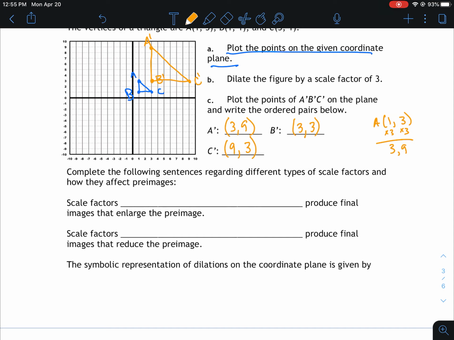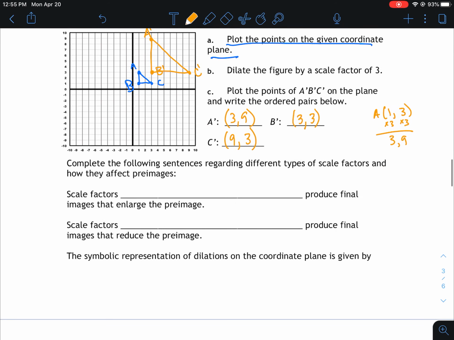So complete the following sentences below regarding different types of scale factors. Scale factors blank produce final images that enlarge the image. Okay, so scale factors that are greater than 1.